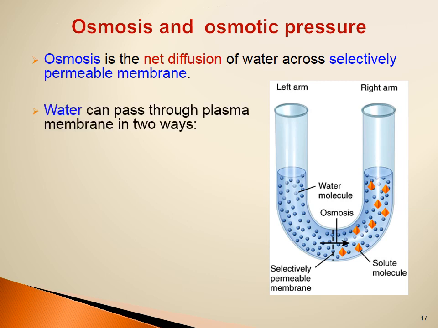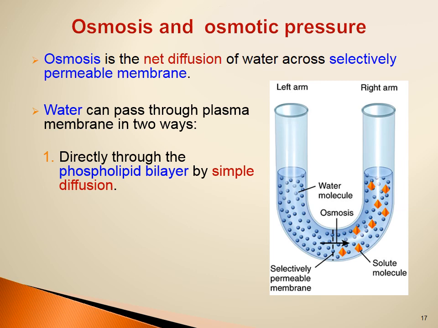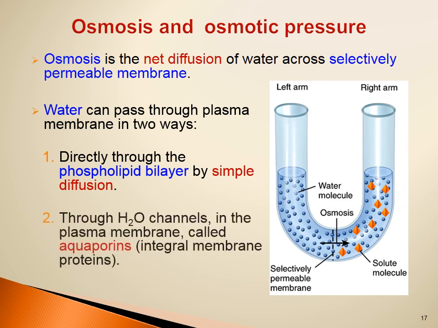Water can pass through the plasma membrane in two ways. One of the ways is directly through the phospholipid bilayer by simple diffusion, because water molecules are very small. Another way by which water molecules can cross the plasma membrane is through special water channels called aquaporins. We have different subtypes of aquaporins present in different body cells, and these aquaporins are integral membrane proteins that have a central pore that is permeable to water.